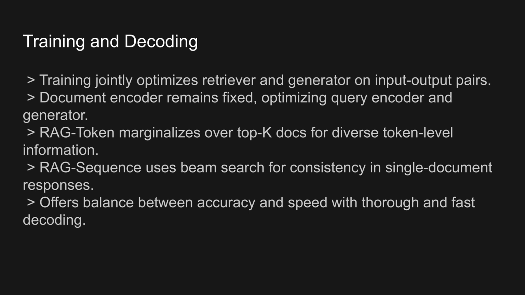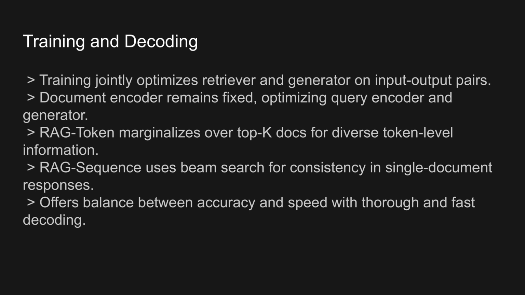Interestingly, the authors decided not to update the document encoder because it would require constantly updating the document index, which is quite resource-intensive. Instead, only the query encoder and the BART generator are fine-tuned. That must save a lot of computational resources. And I guess since the document index isn't changing, the retriever has a stable reference point throughout training. Yes, that's right. Keeping the document encoder fixed also helps maintain efficiency without sacrificing performance, according to the authors.